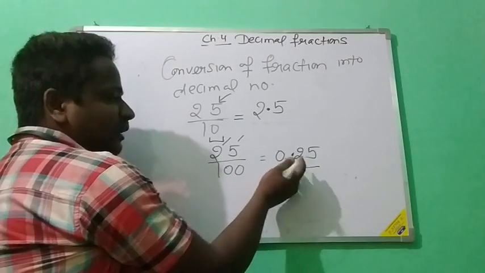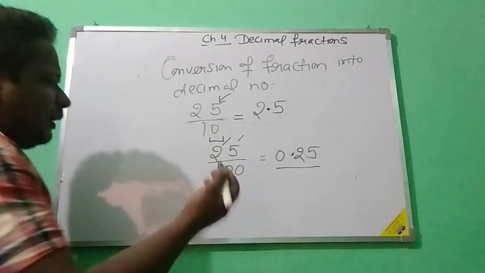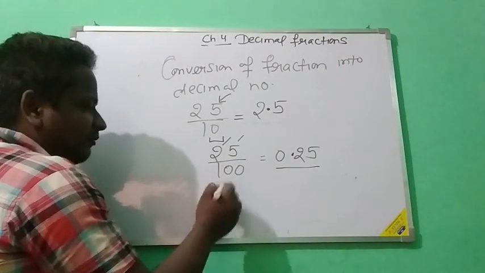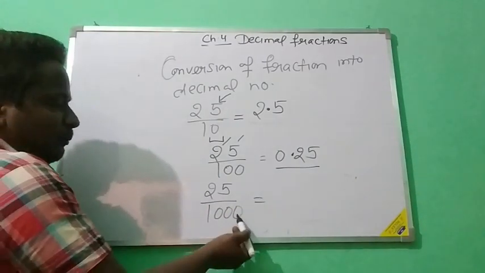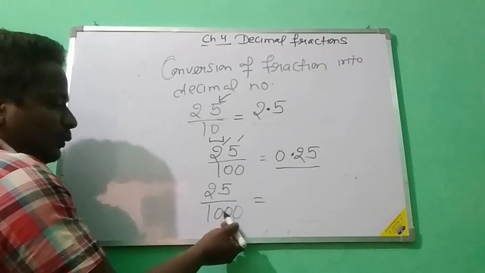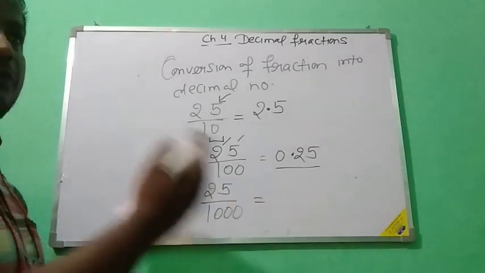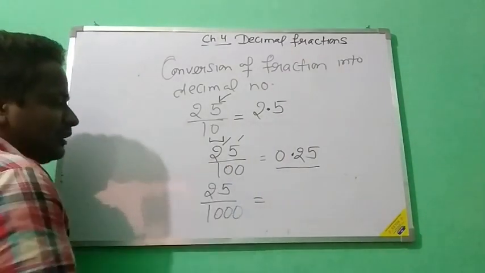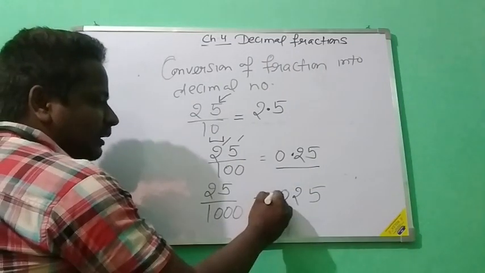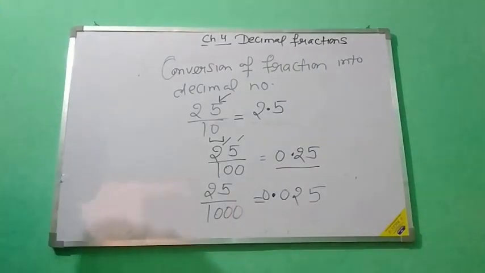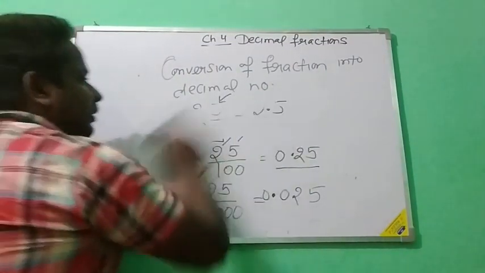If a decimal number does not have a digit on the left side, you place a 0 on the left side. Suppose your number is 25 upon 1000. So again you will do the same thing. You will count the number of zeros 1, 2 and 3, and you will place the decimal before the 3 digits. Here you have only 2 digits, so you will add a 0 and place a decimal. It will become 0.025. Take some more examples so it will become clear to you.